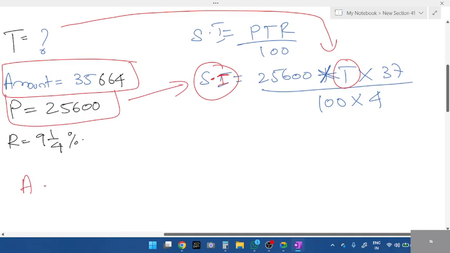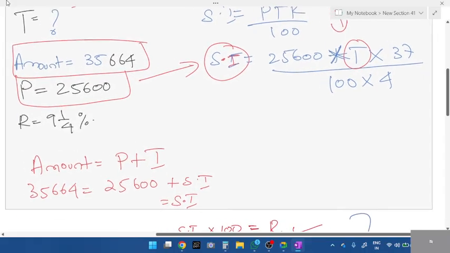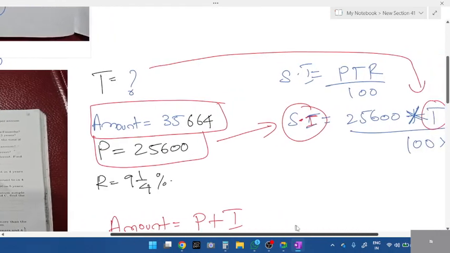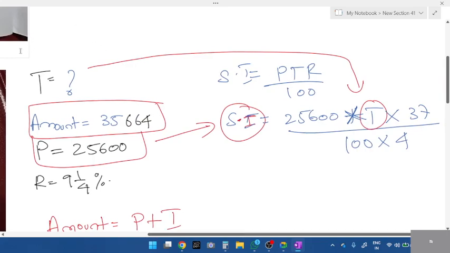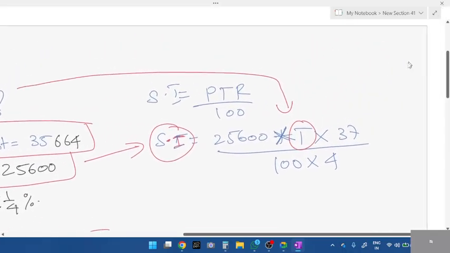What is the formula for amount? When amount is given, what's the formula you have to use? Amount is equal to, very good, P plus I. I stands for simple interest. What is the amount? 35,664 is equal to principal plus simple interest. If I want to find simple interest, what happens to 25,600? All of you concentrate. This is an important question. You might get this. Tell me, students, if I want to find interest, what happens to principal? Very good. It gets subtracted. Wait, don't write. Let me first complete. Later you can start.